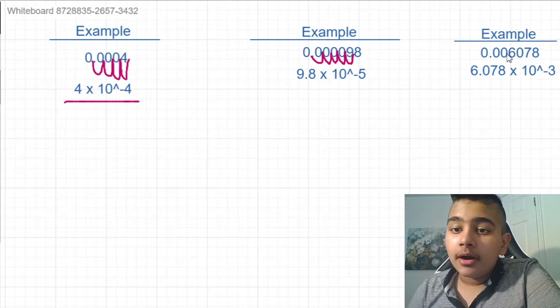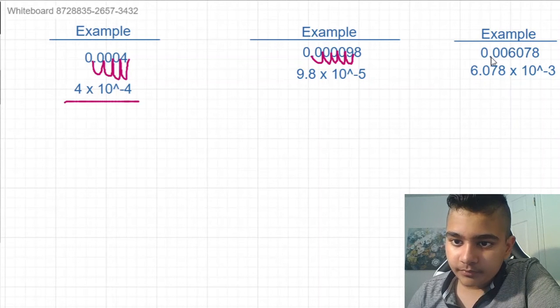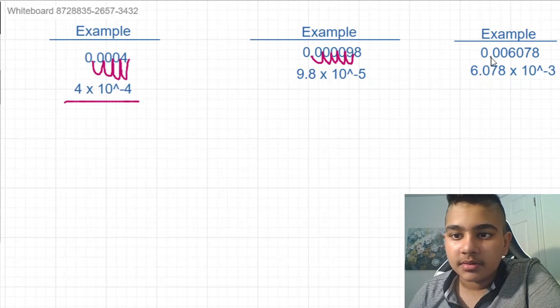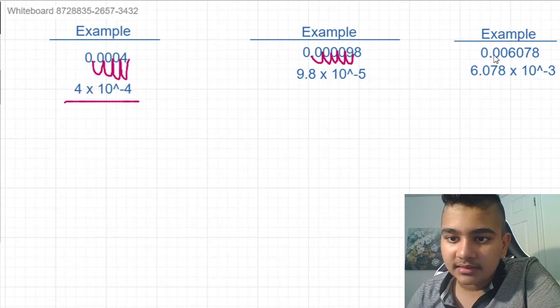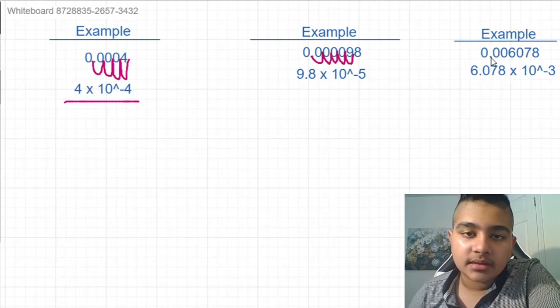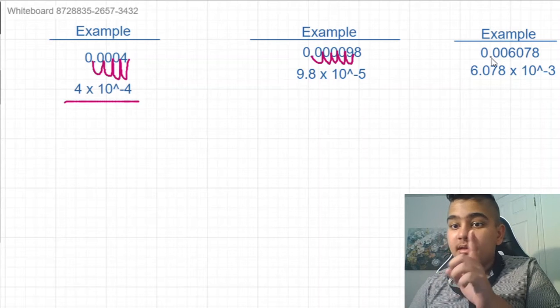Excuse me. So let's see how to do this. So we have to get an integer number. So what's the closest number we see? 6. Okay, now we have to put the decimal point behind the 6 and in front of the 0.